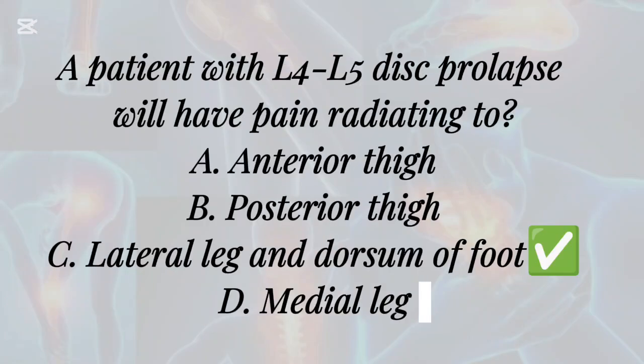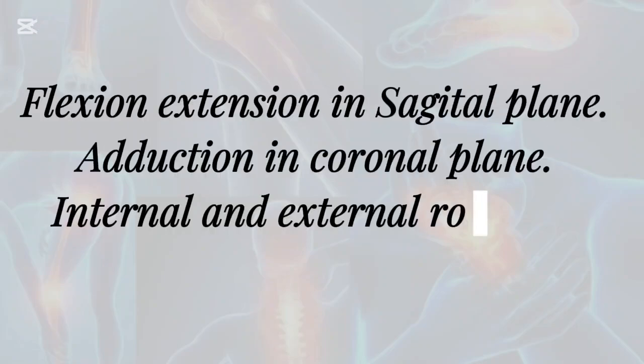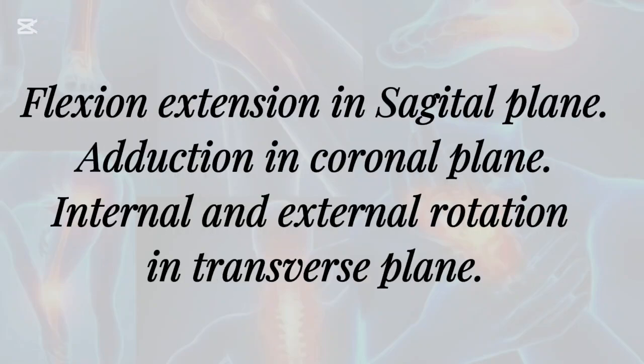A patient with L4 L5 disc prolapse will have pain radiating to: A. Anterior thigh, B. Posterior thigh, C. Lateral leg and dorsum of foot, D. Medial leg. Flexion and extension occur in the sagittal plane, adduction in the coronal plane, internal and external rotation in the transverse plane.